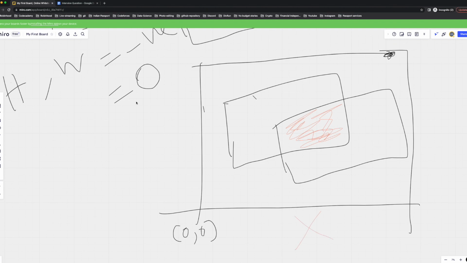I won't recommend using this, but if you guys cannot come up with the mathematical way, which is O of 1, we can actually try and go with this O of n square solution.